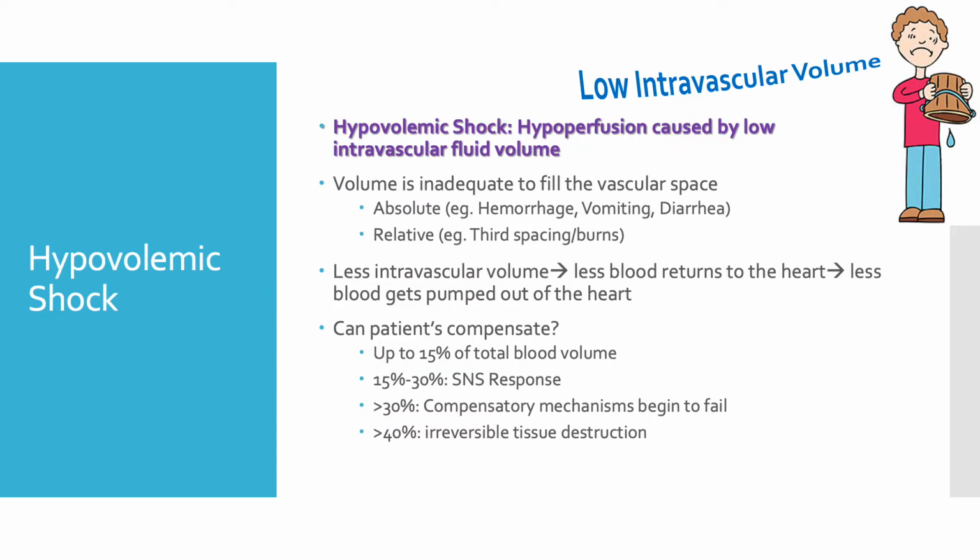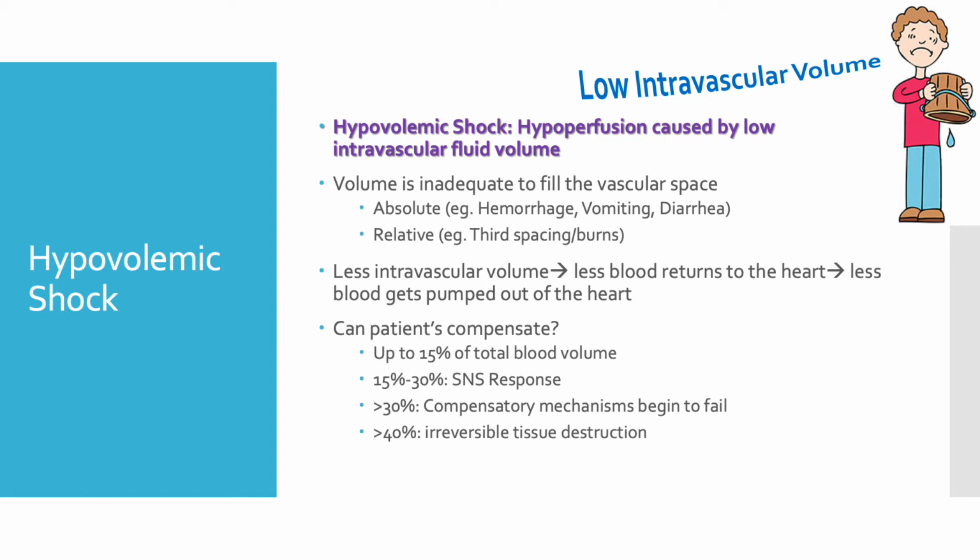So let's begin with our first category, hypovolemic shock. And this is often one of the more simple types of shock to understand because we're just talking about hypoperfusion because we're low on blood or we're low on intravascular volume. Notice I didn't say low on volume, it's intravascular volume.